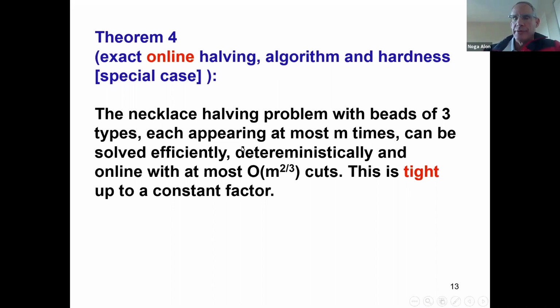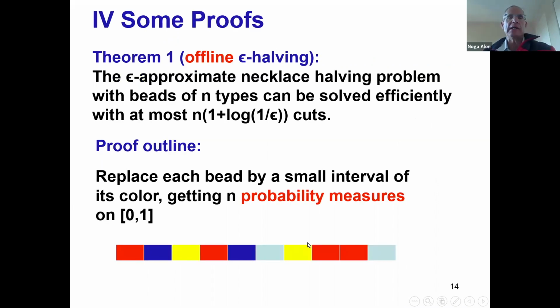Okay, good. So I want to try to describe some proofs, and what I'll do is show one positive and one negative, or one upper bound and one lower bound. The first one will be an algorithm. I'll really show it. It's simple enough that I can describe it. This will be an offline epsilon halving, and then I'll outline one of the lower bounds. So here is what I want to describe now.